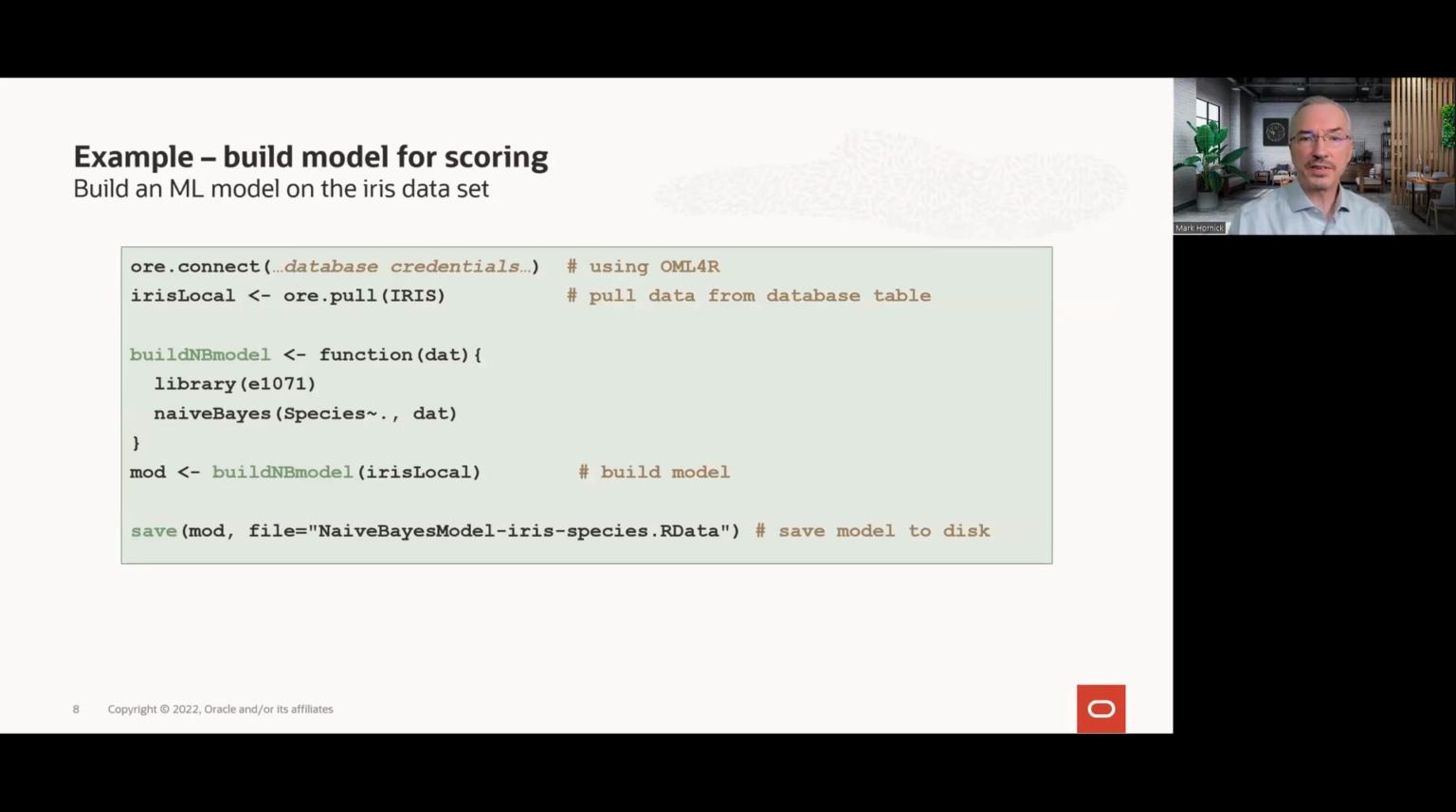So let's take a specific example of how we might use data parallelism to make predictions using R's parallel or foreach packages. To start, we'll build a naive Bayes model to predict species. We're using the familiar iris dataset. And after connecting to the database and pulling the data into memory, we define our function to build the model and save it to disk.